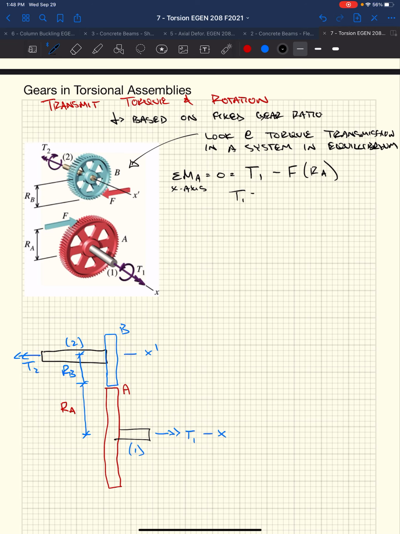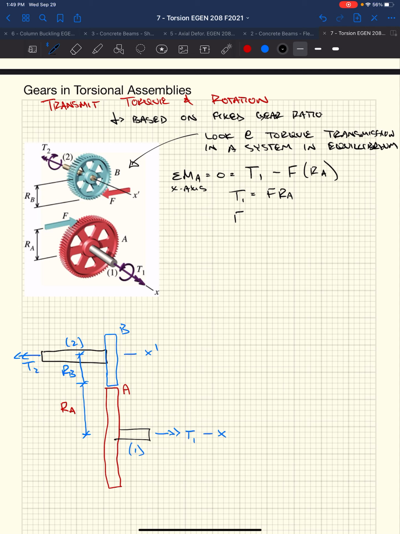This tells us that T1, right, the torque in has to equal the torque out. So the torque that we're applying in the shaft of gear A has to equal the torque applied based on the force that we're applying between gear A and B, right? F. So the forces have to be the same.